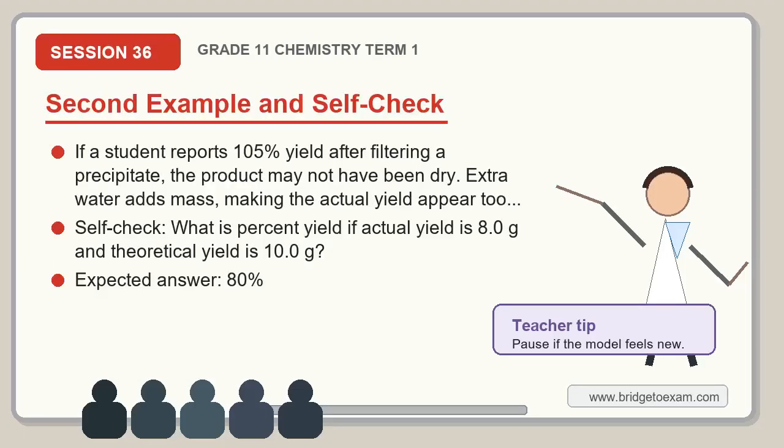Here is a second example. If a student reports 105% yield after filtering a precipitate, the product may not have been dry. Extra water adds mass, making the actual yield appear too high.